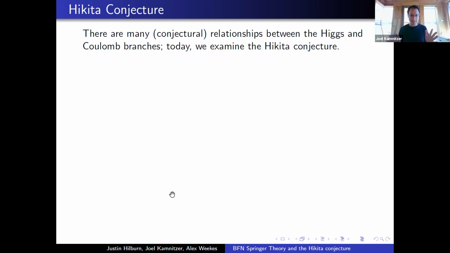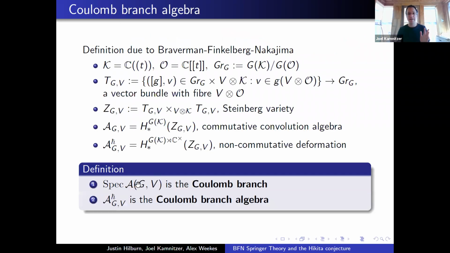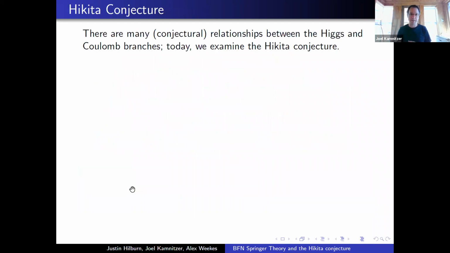These two spaces, the Higgs branch and the Coulomb branch, are known to have many, or many conjectured, relations anyway. They're what's called symplectic dual, so a pair of Poisson varieties. I should say that this Coulomb branch carries a Poisson structure because we've endowed its coordinate ring with a non-commutative deformation. The first order non-commutativity endows this algebra A with a Poisson structure. So the Coulomb branch is actually a Poisson variety.